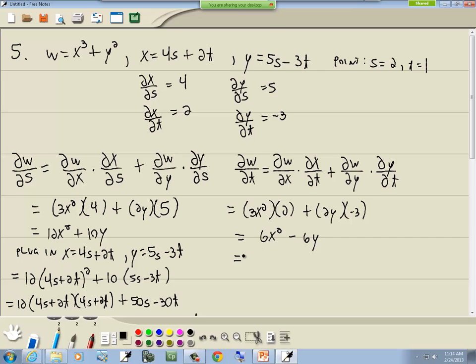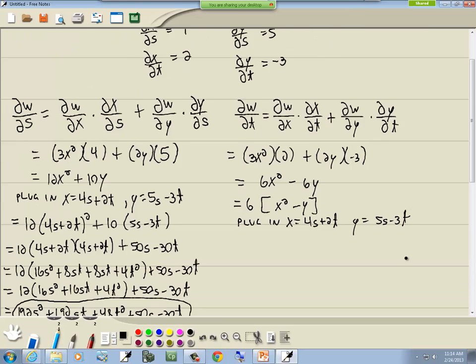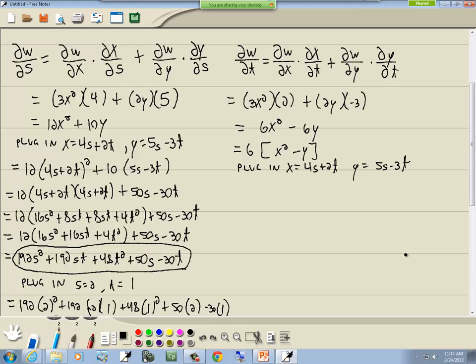And let me factor that 6 out front. Then we've got x squared minus y. And we're going to plug in x is equal to 4s plus 2t, and y is equal to 5s minus 3t. And so I've got 6 times (4s plus 2t) squared minus y, which was 5s minus 3t.